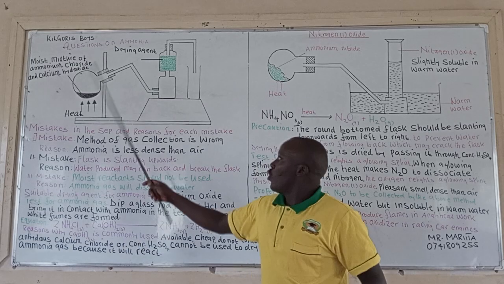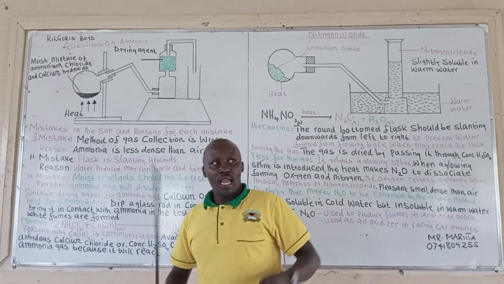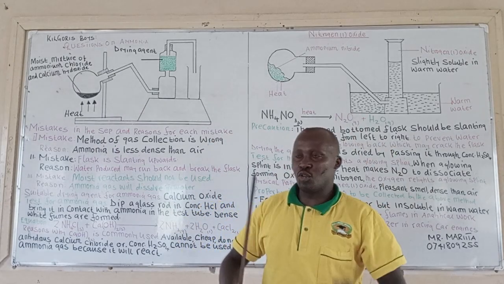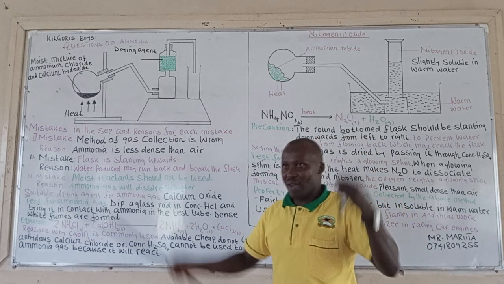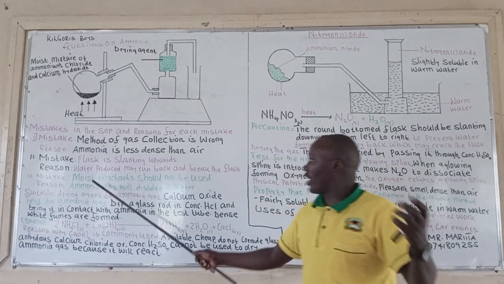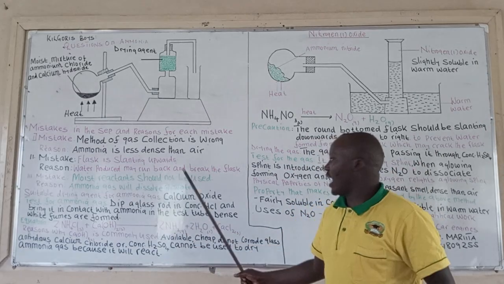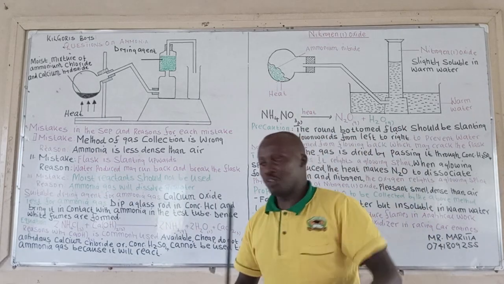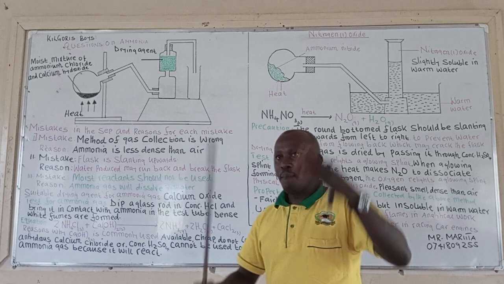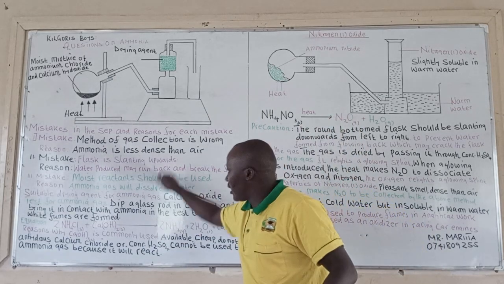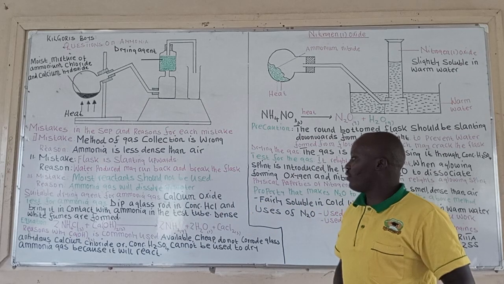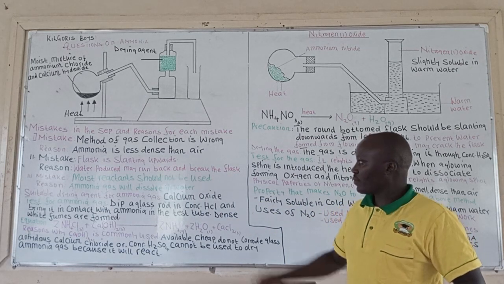Another mistake: we have a moist reagent. A moist reagent cannot be used for the preparation of ammonia gas, the reagent must be dry. So the mistake is that a moist reactant should not be used. The reason is that ammonia gas will just dissolve in water. So those are the mistakes you can identify from this diagram.